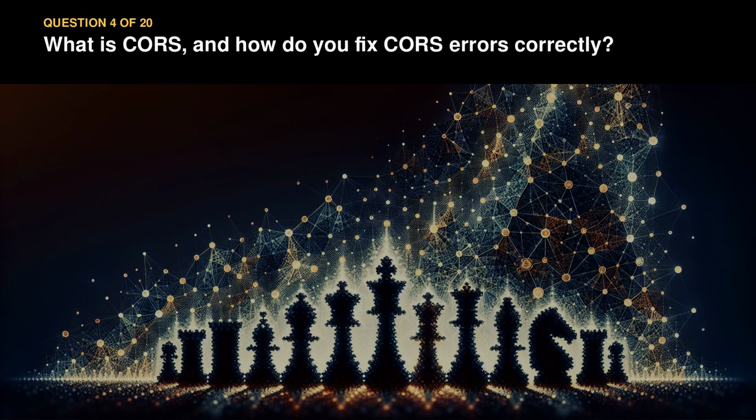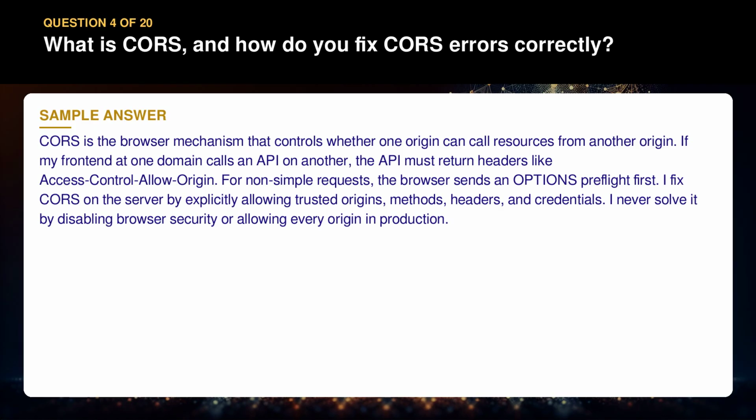Question 4. What is CORS, and how do you fix CORS errors correctly? CORS is the browser mechanism that controls whether one origin can call resources from another origin. If my frontend at one domain calls an API on another, the API must return headers like Access-Control-Allow-Origin. For non-simple requests, the browser sends an OPTIONS preflight first.